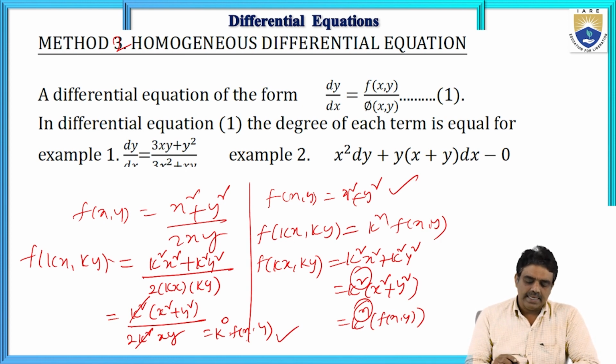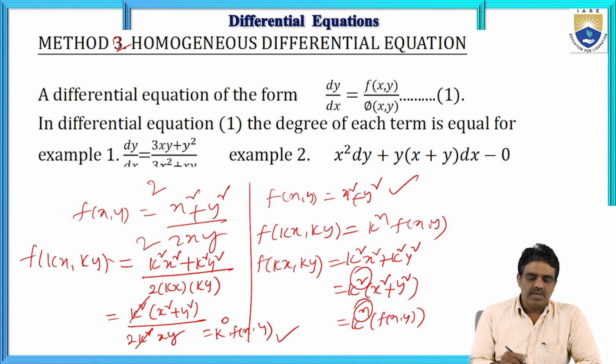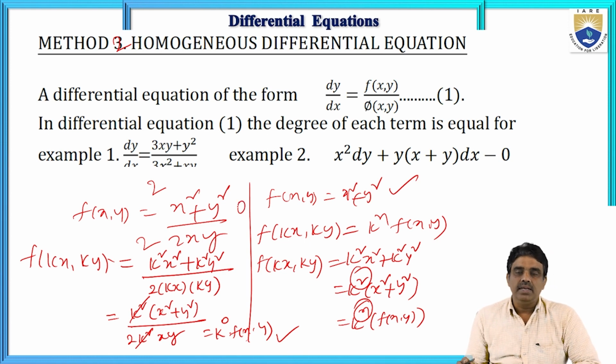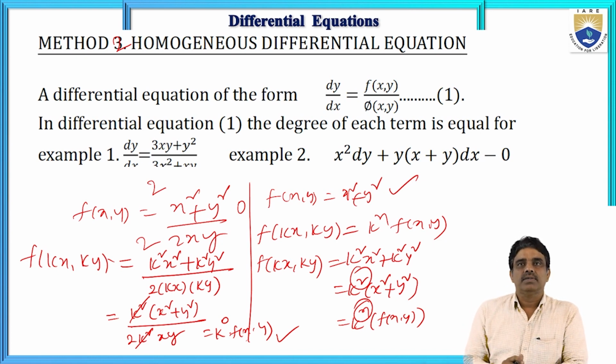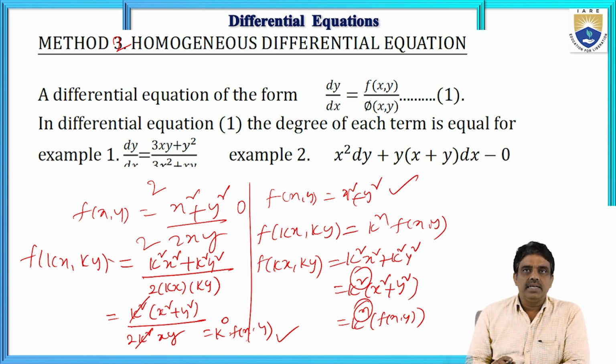So simply I can say that in the numerator it is degree 2, in the denominator it is degree 2, so on cancelling out the degrees, you'll get a function of degree 0. So when we say this, it is only a homogeneous function, not a homogeneous differential equation. So when we say that a differential equation is a homogeneous differential equation.